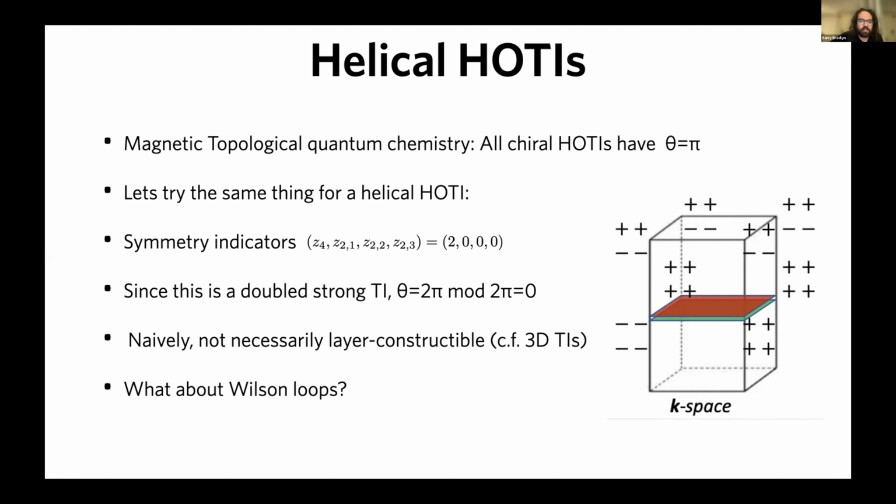And naively, at least the way I've introduced it, this helical halide doesn't have an obvious layer construction, because a 3D TI doesn't have an obvious layer construction. But we can try and look at the hybrid Wannier functions for this helical halide and see if we can understand things similar to what we did for the magnetic axion insulator.